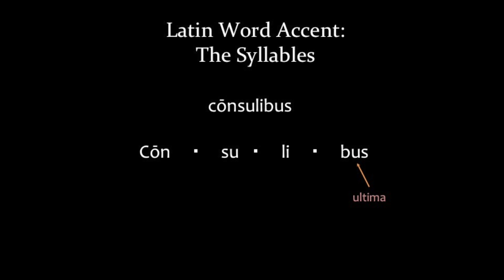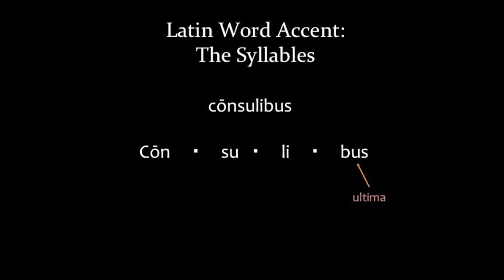So you'll see that the first syllable is con. The second is su, the third is li, and the fourth is bus. You'll notice that Latin is what's called an open vowel language, which means that if at all possible, a syllable is going to end with a vowel. So for example, su and li. It's not sul, ib, us, but su, li, bus.